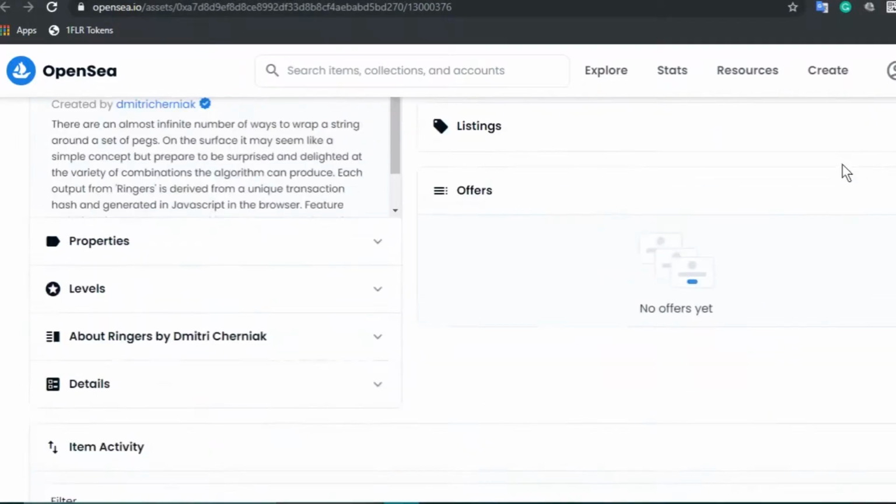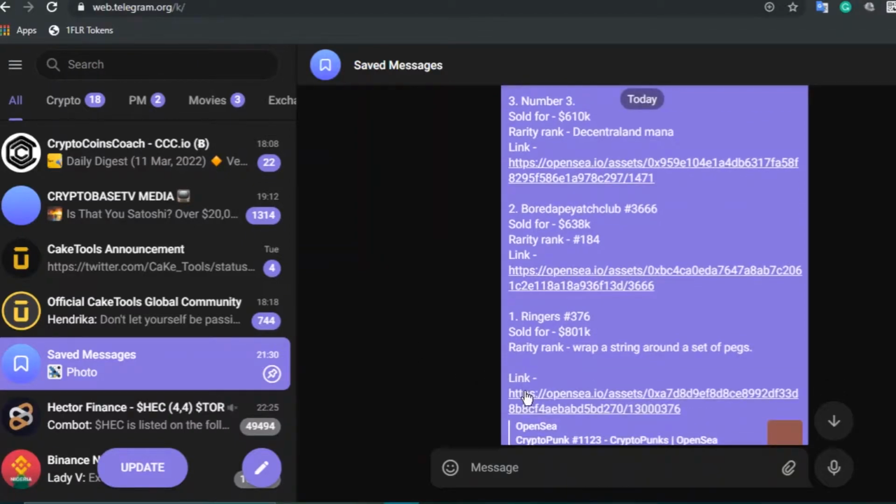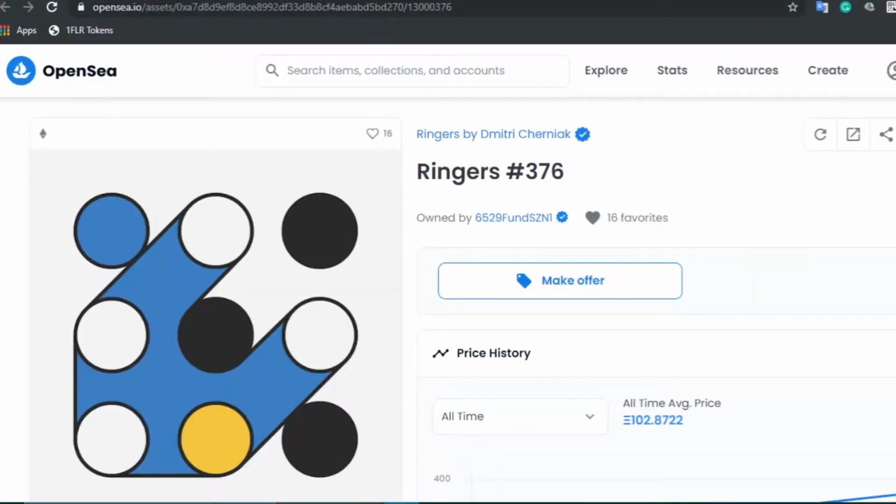$801,000, guys. It also has other NFTs that are similar to it, like a peg and the strings wrapped around the peg. Even the description of the NFT is just saying there are infinite numbers of ways to keep a string tied around pegs. But it's surprising how this NFT got itself to the number one place on our top 5 NFT reviews today. That'll be all on our top 5 NFT.